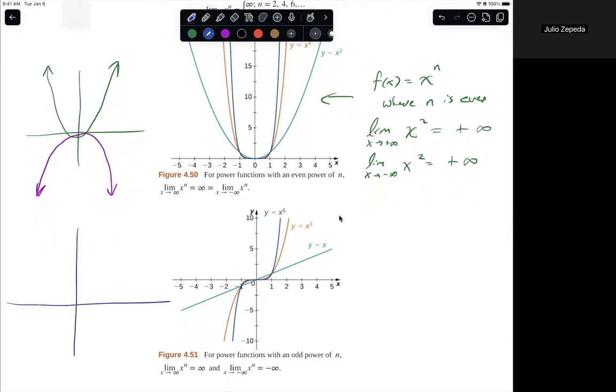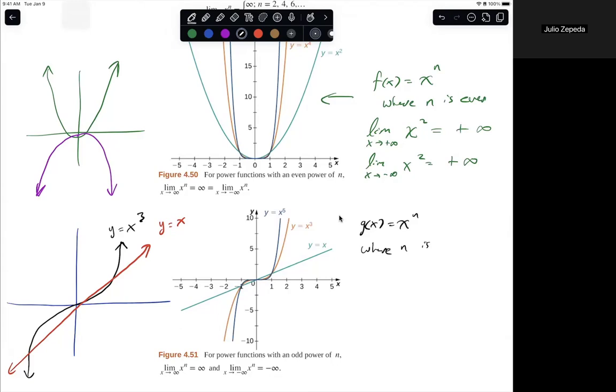Here we can look at the function, let's say y equals x cubed. What does that look like? It looks like this. The function y equals x also has the same type of end behavior. The end behavior that we're talking about is that this function, let me call it g of x equals x to the n, where n is odd, is that the limit as x approaches positive infinity. Here we do need to pay close attention. Oops, and that's called g of x.